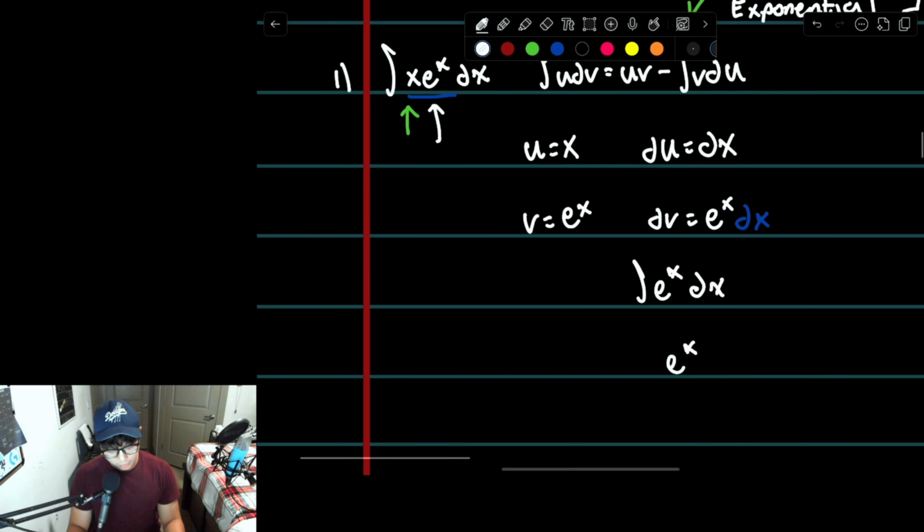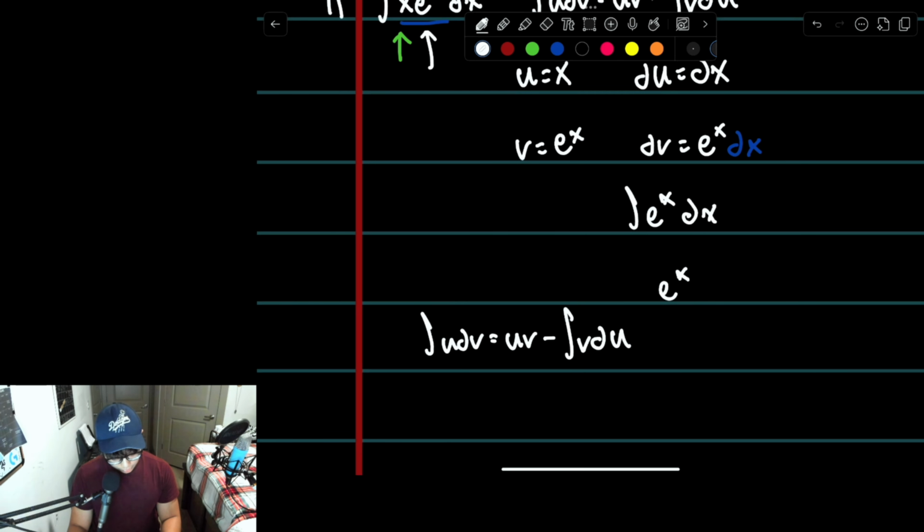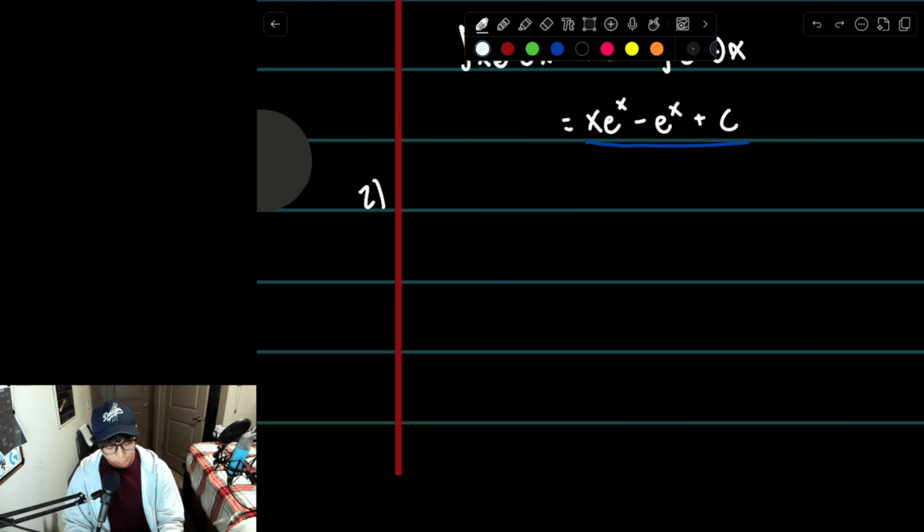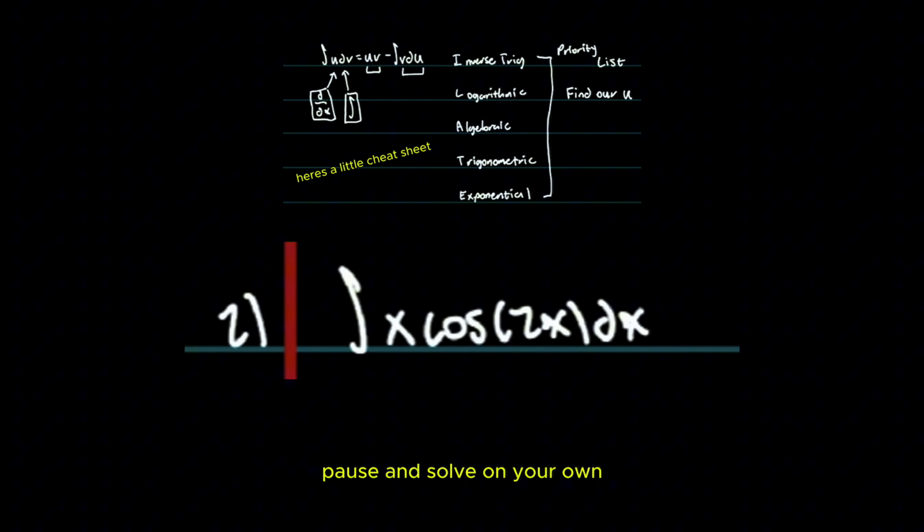So solving this will be fairly simple now. All we do is just plug in to this formula. So we know our u is x, our dv is e to the x dx, and that will be equal to x times e to the x minus the integral of e to the x dx. We then find the integral, which turns out to be e to the x, and then don't forget to add our constant. And there we go. We solved our very first integration by parts. Now for this next problem, I want you to try to solve it on your own.